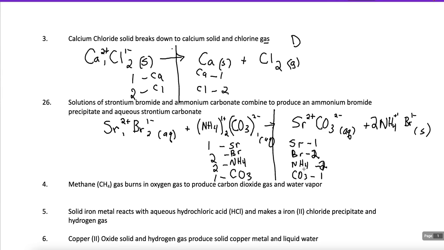All right. And by the way, I don't think I ever said this on this one, this is what's called a double replacement reaction. Okay, that's it.